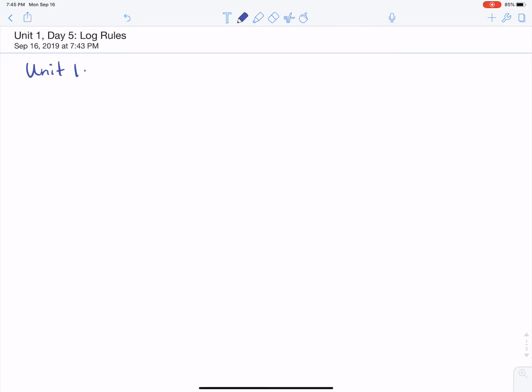Today is Unit 1, Day 5. And we are going to talk about 4 more log rules. I can feel the excitement through my computer screen.